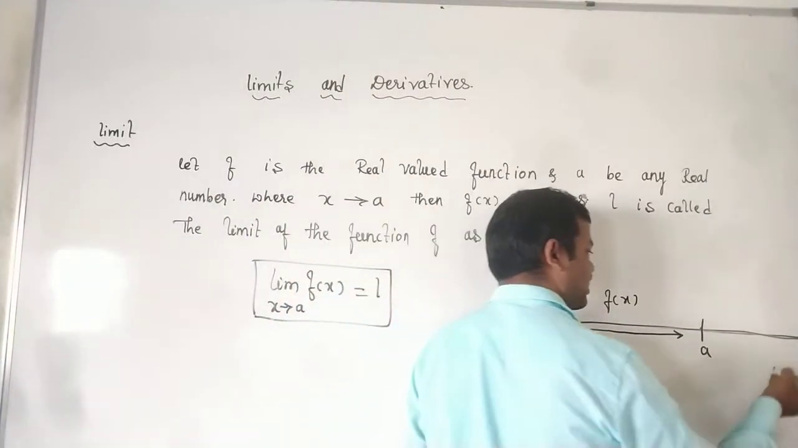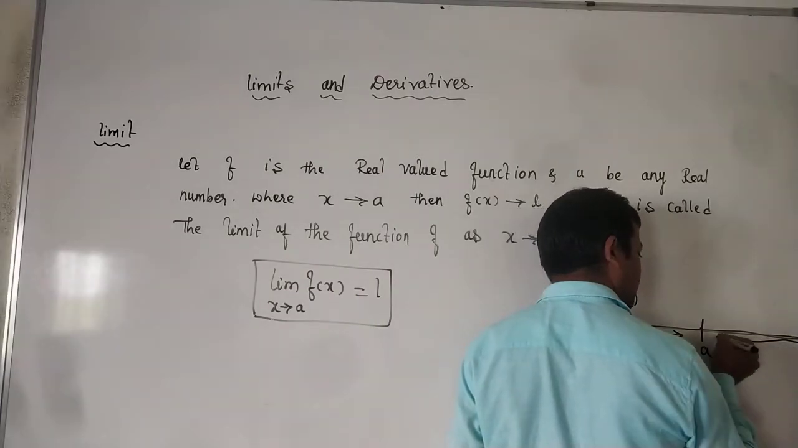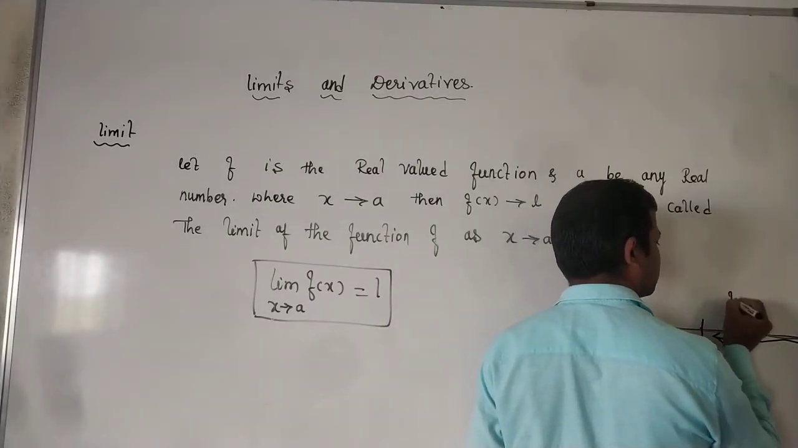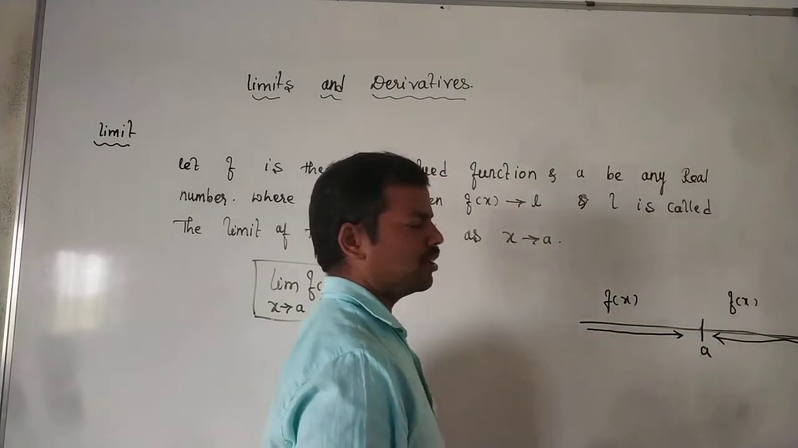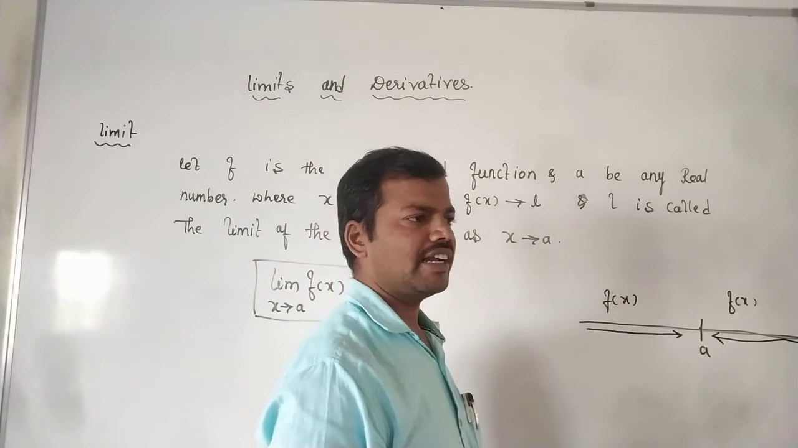From the right hand side, if you approach the point a, there also we get a functional value, which once again approaches some real number. So that is called a right hand limit.